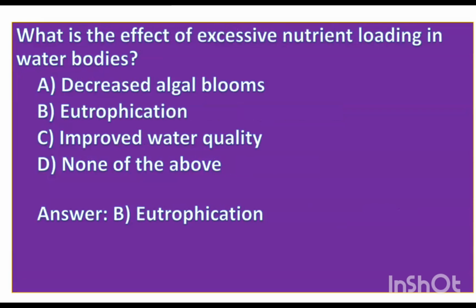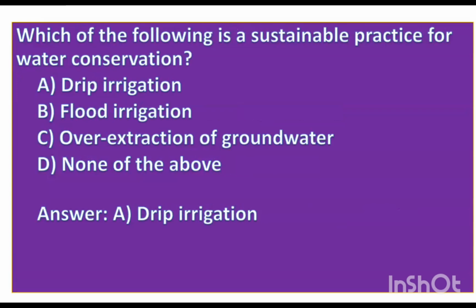What is the effect of excessive nutrient loading in water bodies? Options: decreased algal blooms, eutrophication, improved water quality, none of the above. Answer: eutrophication. Which of the following is a sustainable practice for water conservation? Options: drip irrigation, flood irrigation, over extraction of groundwater, none of the above. Answer: drip irrigation.